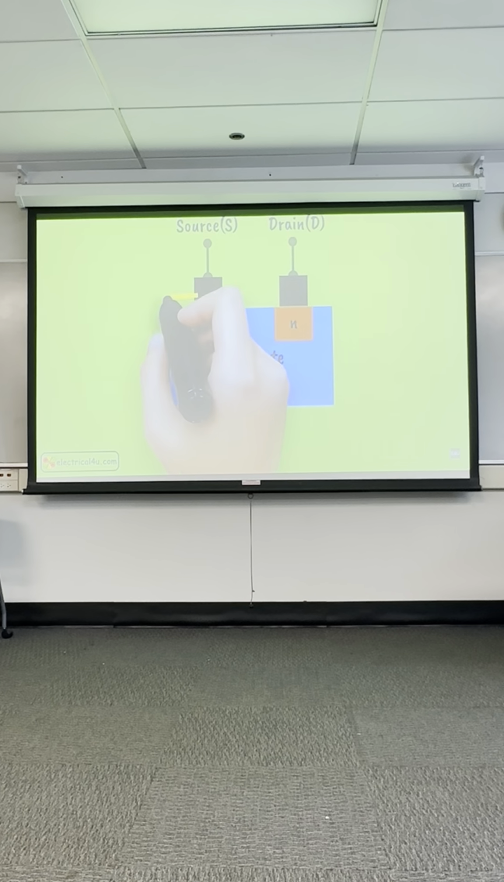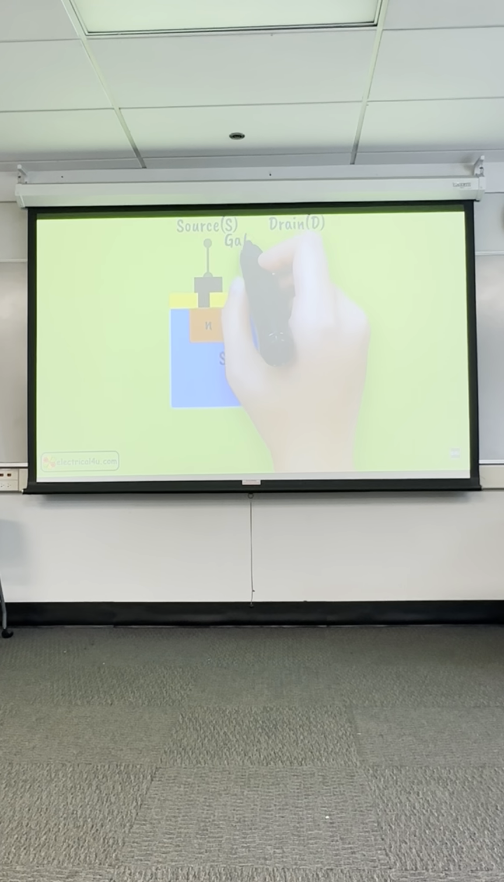Now, the entire surface of the substrate is coated with a layer of silicon dioxide. Silicon dioxide will behave here as insulation. On this layer of silicon dioxide, a thin metallic plate is placed. This metallic plate will act as gate contact to the substrate. The gate terminal is brought out from this metallic plate.